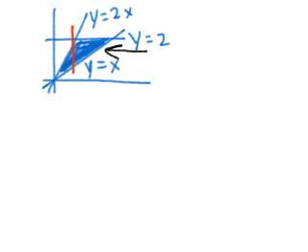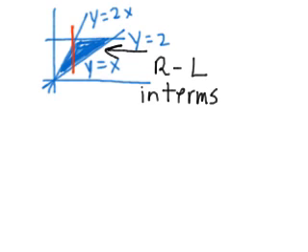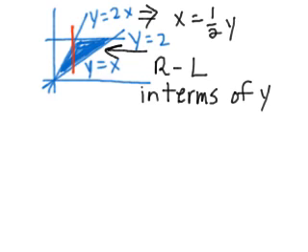Now a right minus left is in terms of y. So you use the variable of the axis that you're pointing towards. That means we're going to have to solve y is equal to 2x for x. So x is equal to 1/2 y. Okay, so let's put this in.